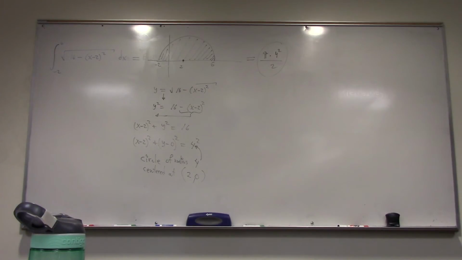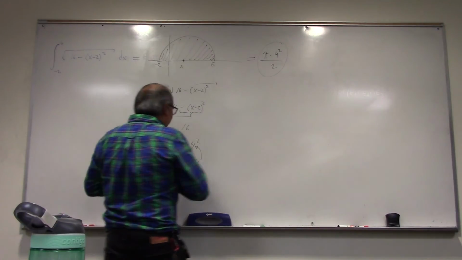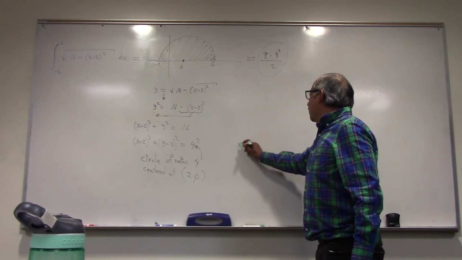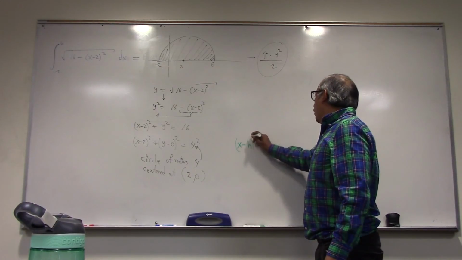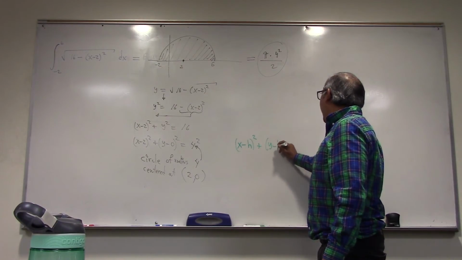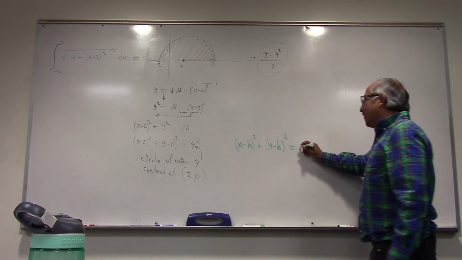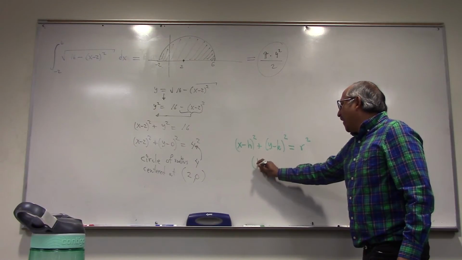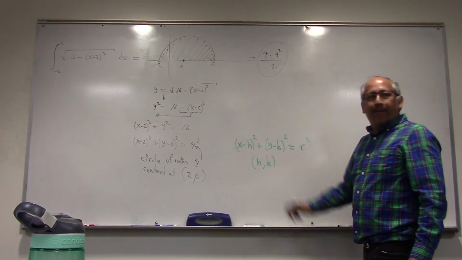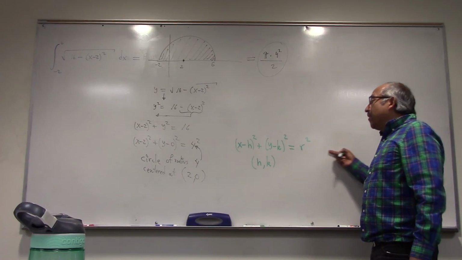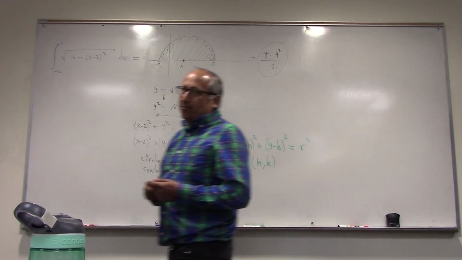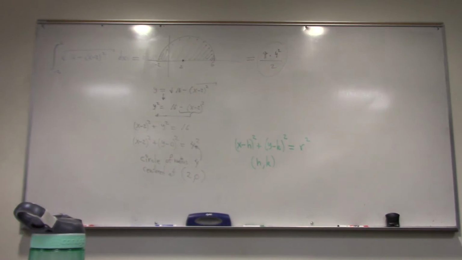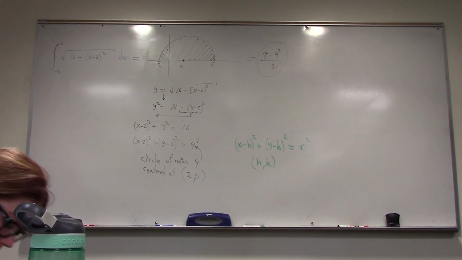Yes, sir? How did you find the center? Right here. Actually, the general formula for a circle is x minus h squared plus y minus k squared equals r squared. Center is h comma k, right? That's the general formula. Include that in your formulary, because that's important, under the section geometry.